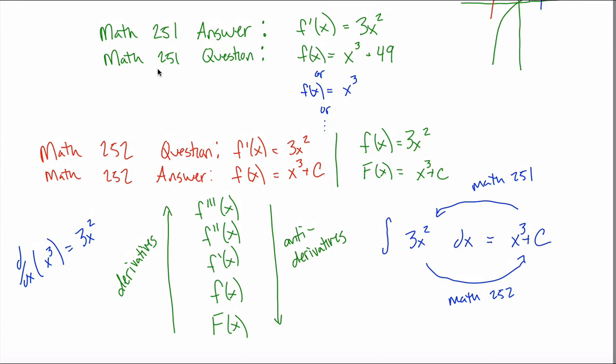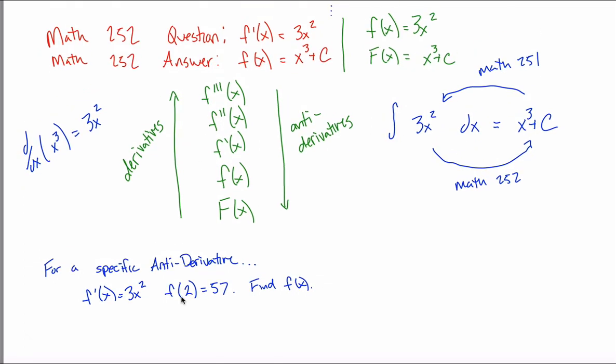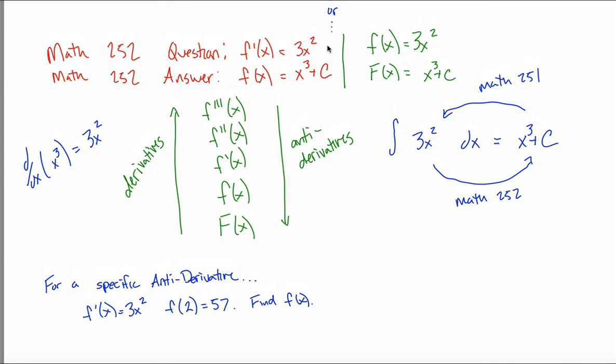Could I write a Math 252 question where the answer was x cubed plus 49 as opposed to x cubed plus c? And the answer is yes, you can. And let me show you how. I'd have to ask the question this way. Not only would I have to tell you that f prime of x is 3x squared if I'm using this red format, I could also do this in this green format, by the way. But following this red format, I could tell you that f prime of x equals 3x squared, but then I could also give you a piece of information about the function itself, f of x, and then ask you to find f of x. And because I told you that f of 2 is 57, you'll be able to figure out what that constant is.